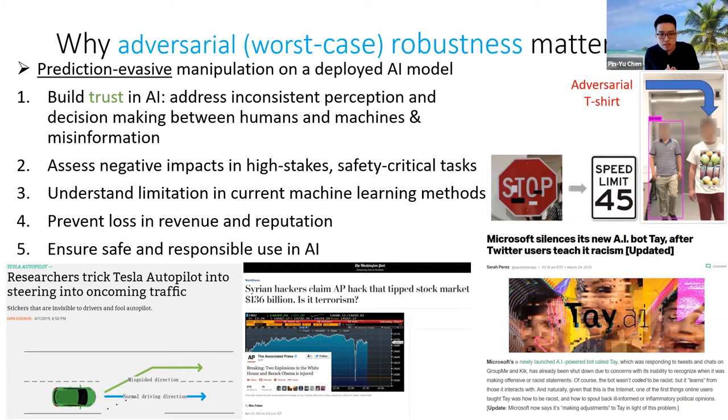And as a hardcore machine learning researcher, you will be very curious to know why our machine learning model is already achieving like 99% accuracy, but still is so vulnerable to these adversarial examples. Right? It basically indicates there is some limitation in our current approach of training a machine learning model. And as an enterprise owner, you will care a lot about how to prevent loss in revenue and reputation, right? The costs that could be brought by these adversarial examples. And eventually, we all want safe and responsible use of our AI technology. So there are multiple dimensions of why studying this issue is so important.